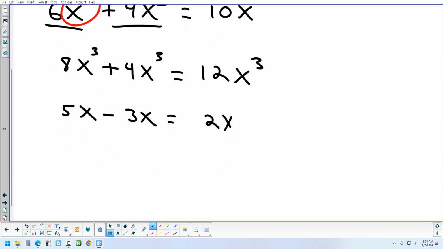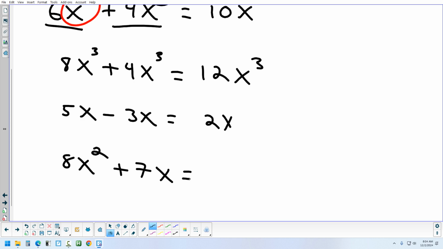Okay, how about this one? 8x squared plus 7x. Have an idea what's going to happen there? What's that? Oh, yeah, you just said it. Anyone think they know what's going to happen there?